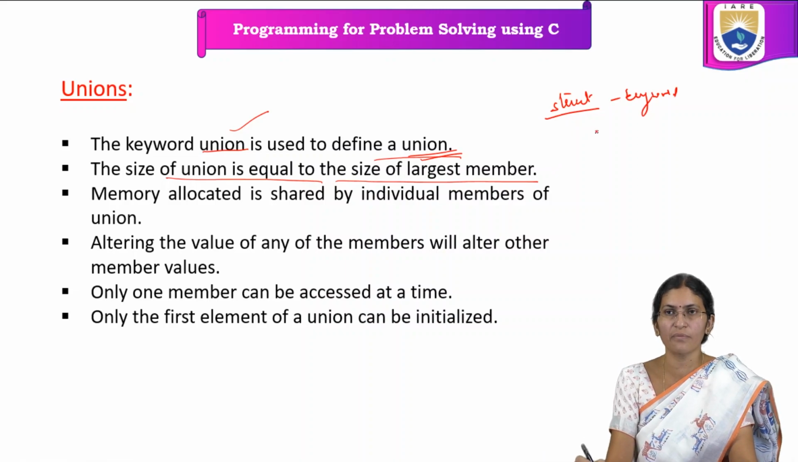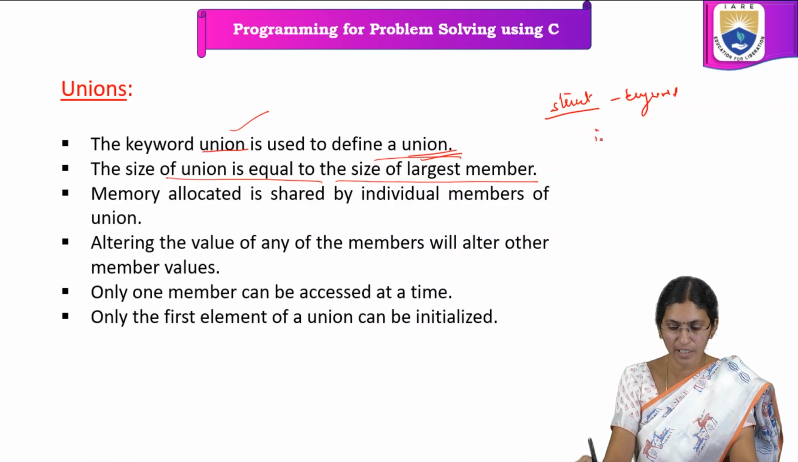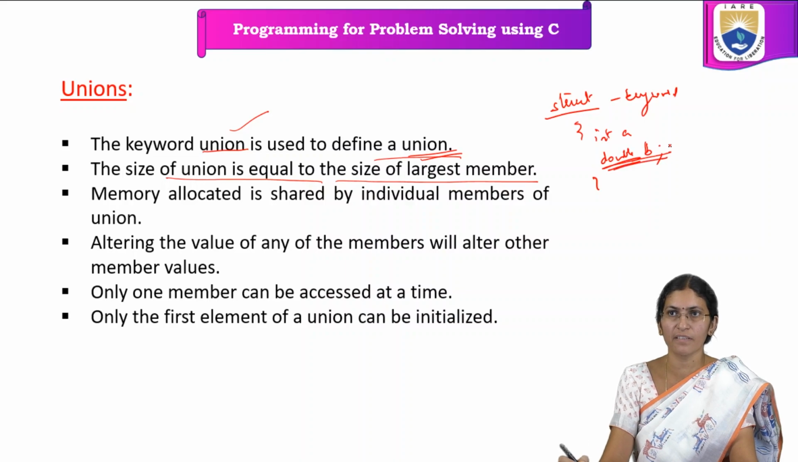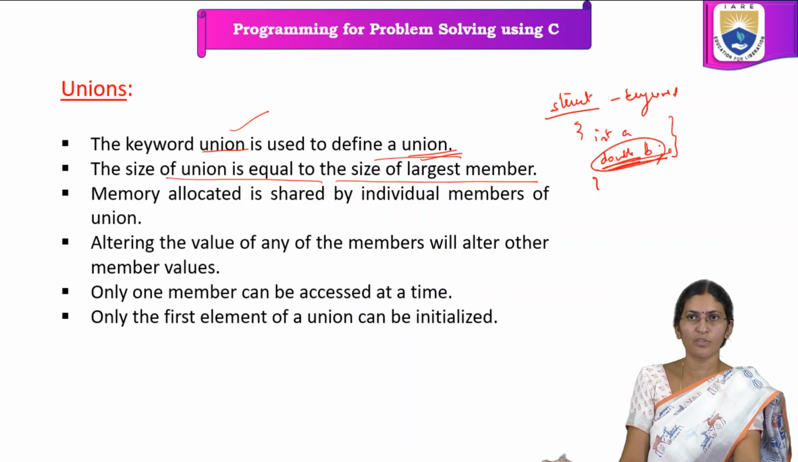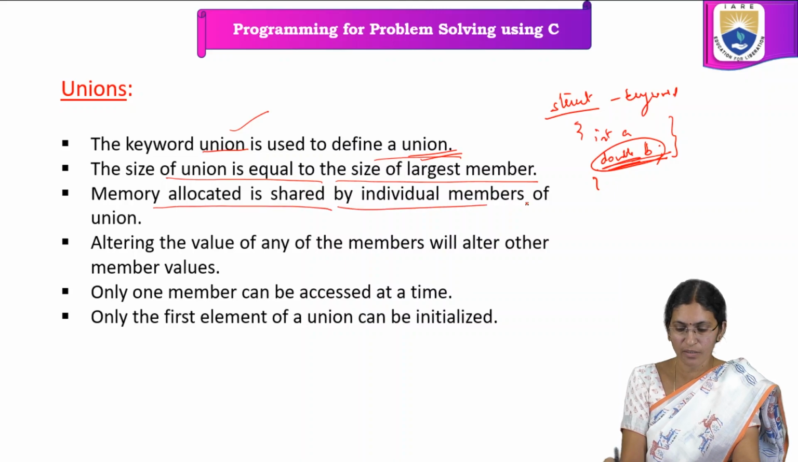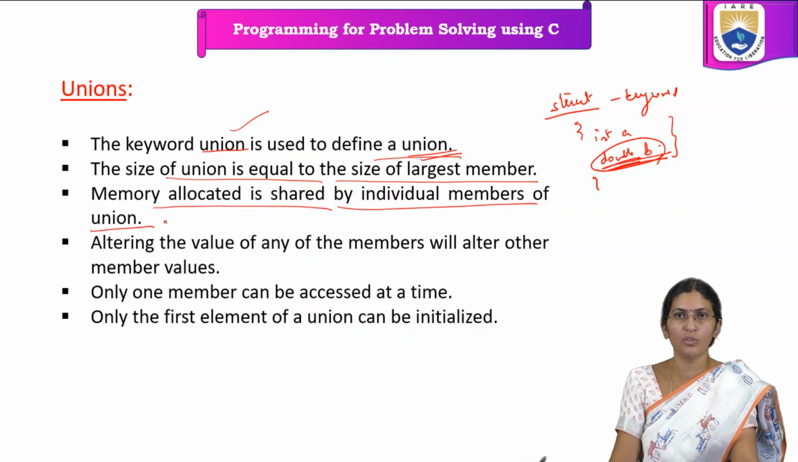Just now we have seen this with the help of a program. If we have two members of this union, the first one is an integer variable and the next one is double type. The double type member occupies 8 bytes. It requires 8 bytes, so memory for this union is allocated based upon this data type. So 8 bytes are allocated for this union. Memory allocated is shared by individual members of the union.